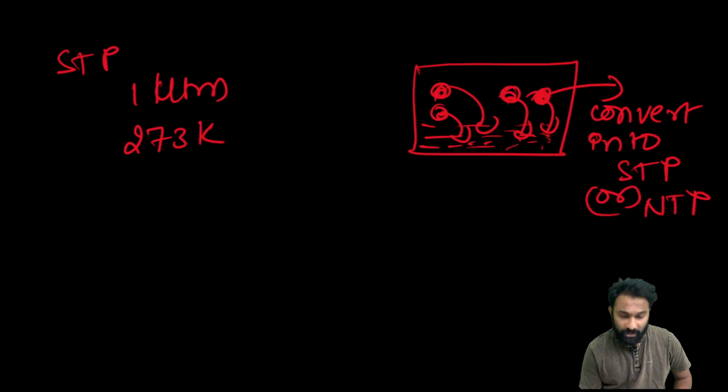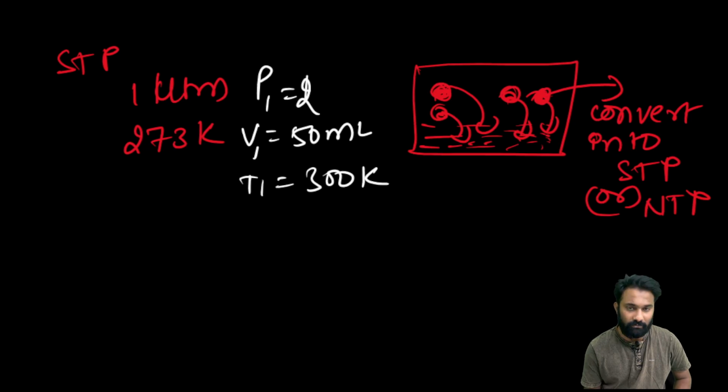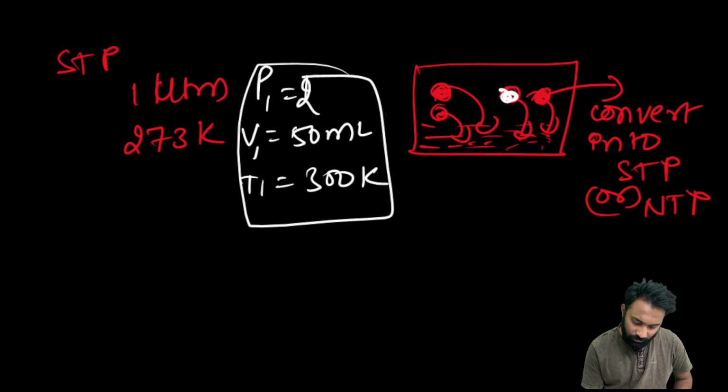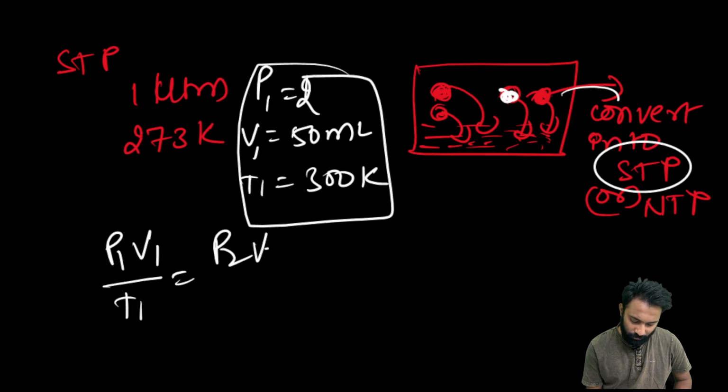273 Kelvin. Sir, how can we find the volume of this gas that has dissolved in the liquid? I will explain. Suppose some data they have given: pressure 2 atm, volume 50 ml, and temperature 300 Kelvin. Clear? If this data is given, you have to convert this into STP condition. From there you can find the volume. How? We use the ideal gas equation. We have this formula, right? P1 V1 by T1 is equal to P2 V2 by T2. P1, how much are we having?